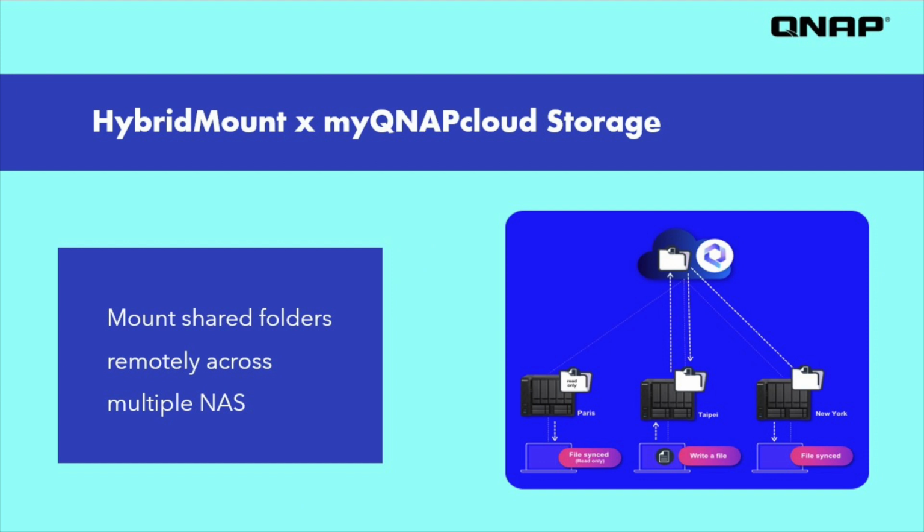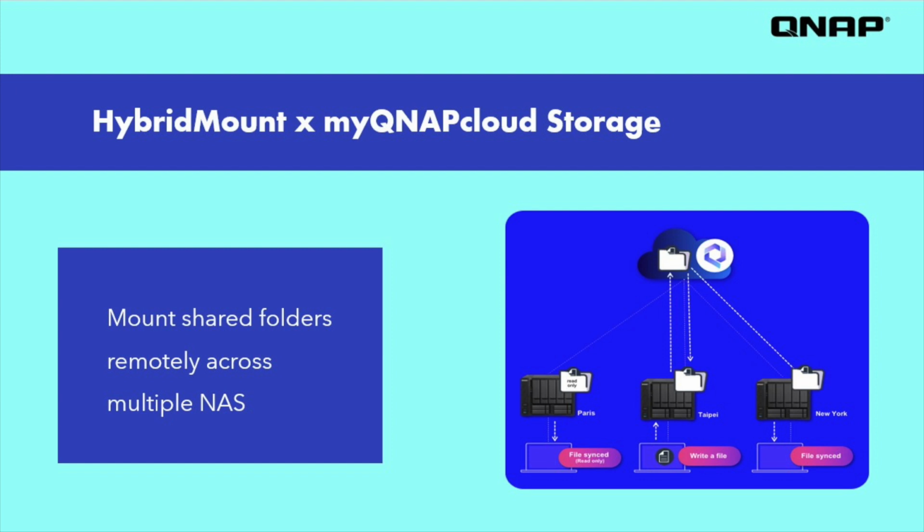In addition to Hybrid Backup Sync 3 integration, myQNAPcloud Storage also integrates with QNAP's HybridMount app. What HybridMount does is use your local QNAP NAS as a sort of local cache for cloud storage. This way you have faster access to the data mounted on the NAS, and you have less internet bandwidth saturation if you have multiple local users accessing the mounted data, since they would all be accessing it from the local network.